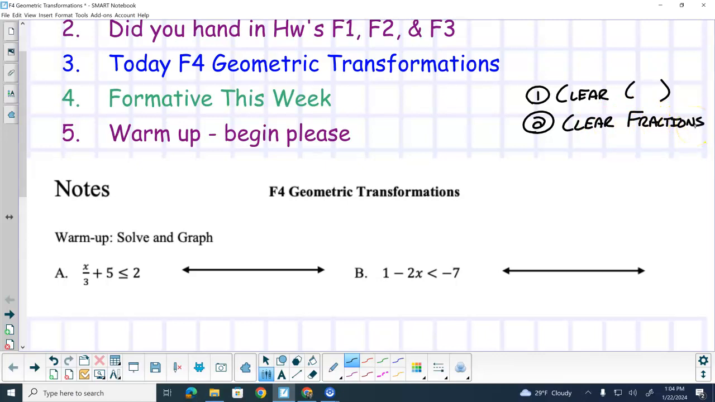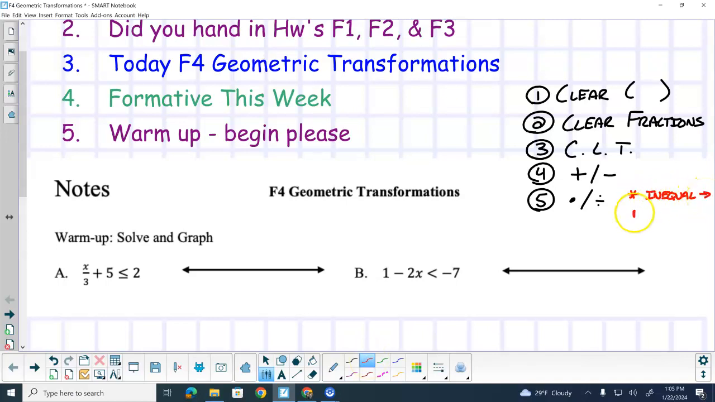Then what? We combine like terms next. Then what? Add or subtract, and multiply and divide. But the kicker here is when we're doing an inequality, if we multiply or divide by a negative, what happens?